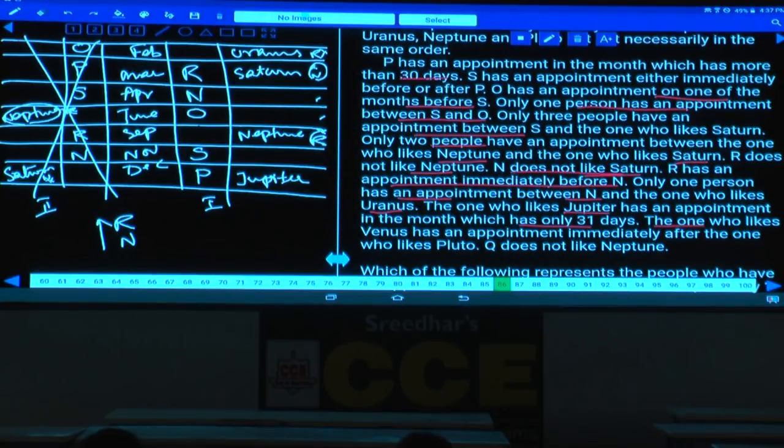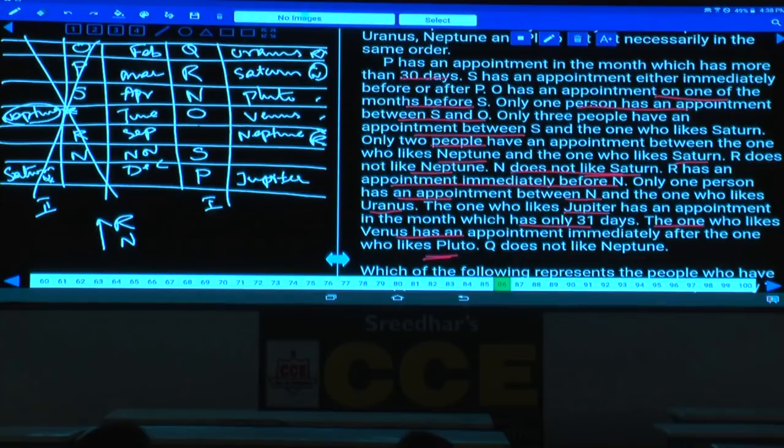The one who likes Venus has an appointment immediately after the one who likes Pluto. This is Venus and this is Pluto. Venus is immediately after the one who likes Pluto, and Q does not like Neptune. As Q does not like Neptune, hence this first one must be Q.